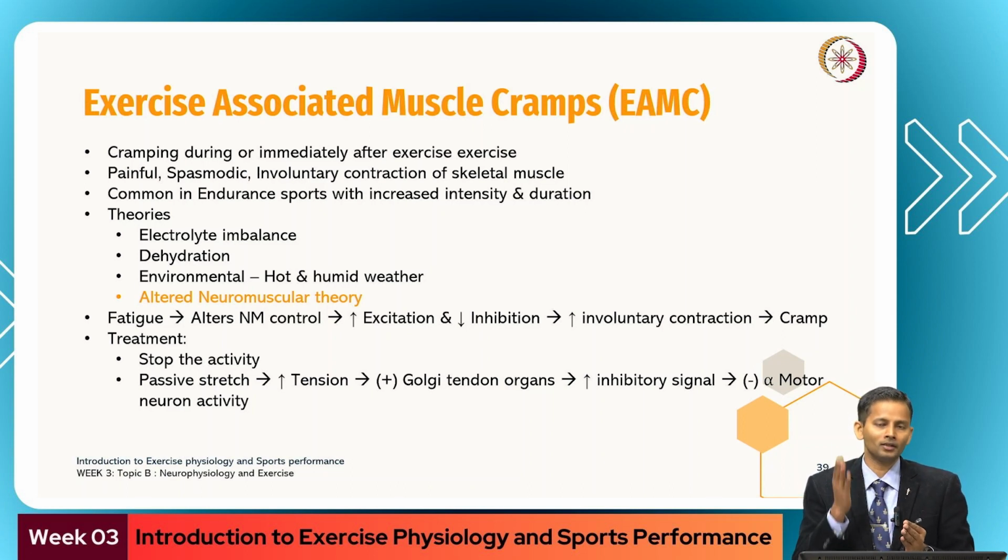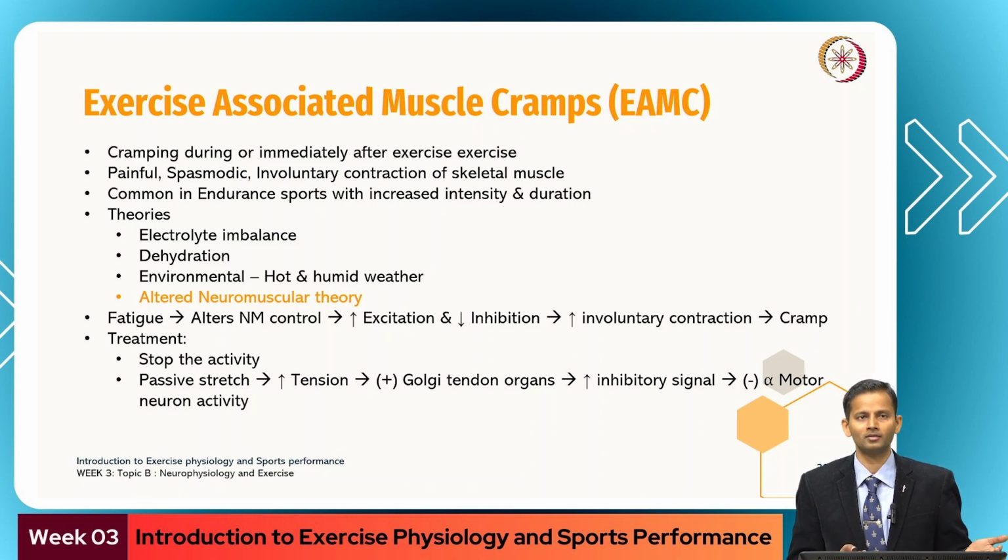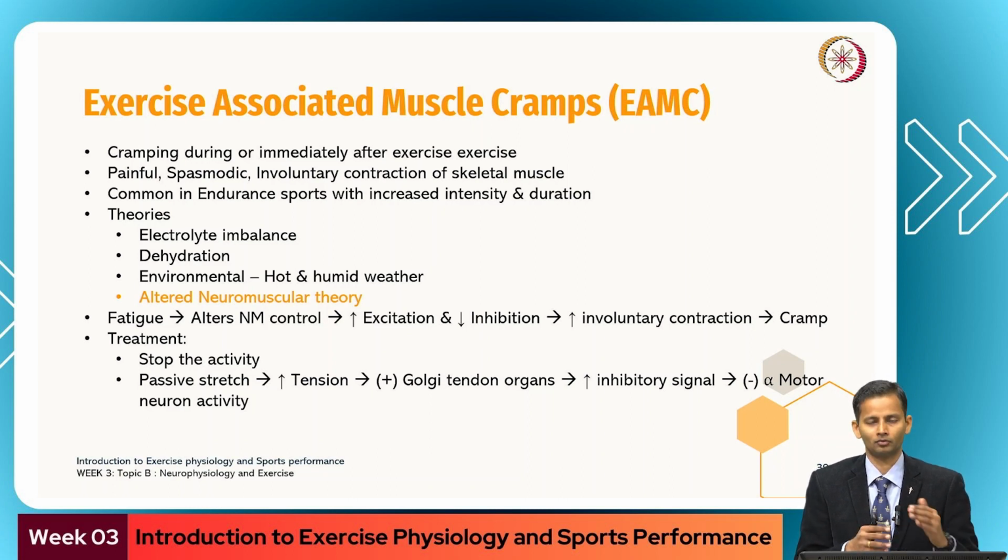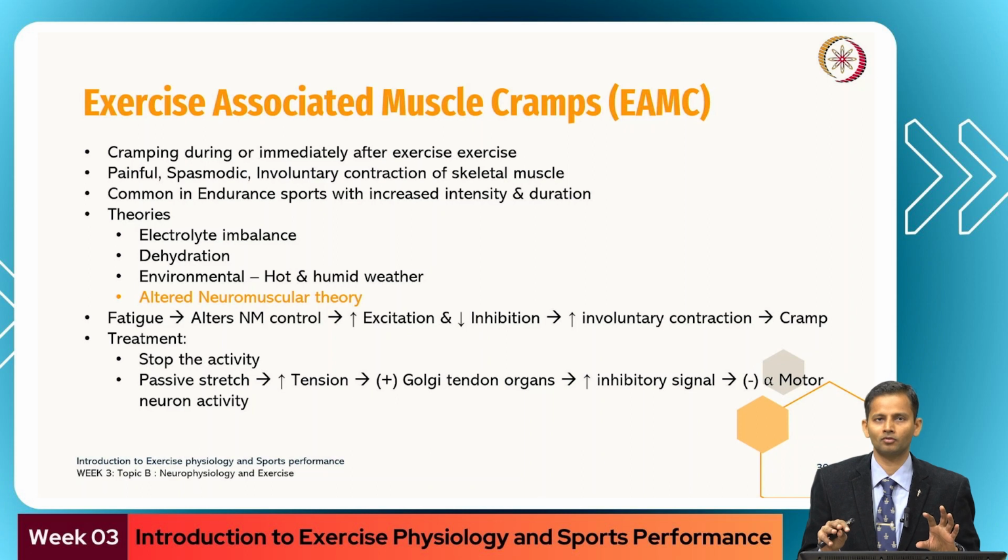If you want to apply the concept of neurophysiology we have learned during the last few slides, you have to immediately stop the activity, so further excitation will be stopped. Second, you will have to introduce passive stretching. We saw that stretching passively to the limit where the individual doesn't feel pain causes an increase in tension, stimulating the Golgi tendon organ, causing the inverse stretch reflex, leading to relaxation of the muscle. That's how passive stretch can be an important remedy in exercise associated muscle cramps.